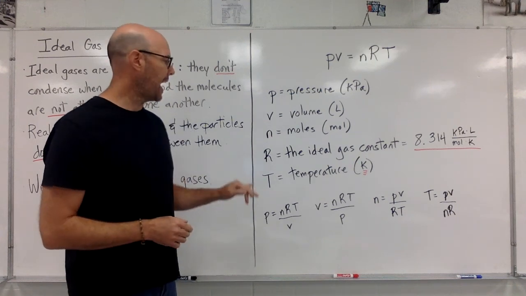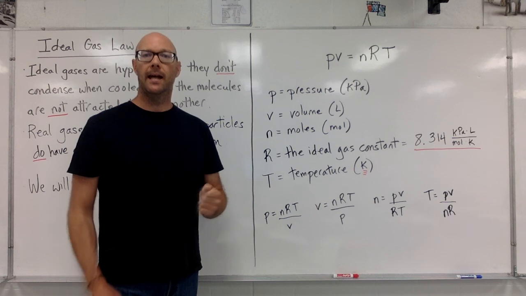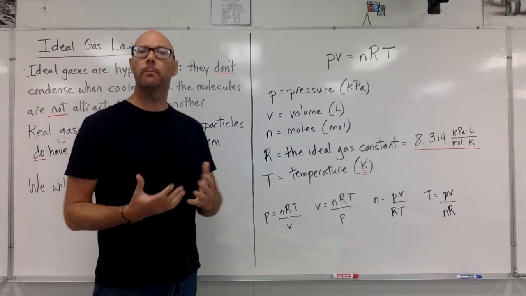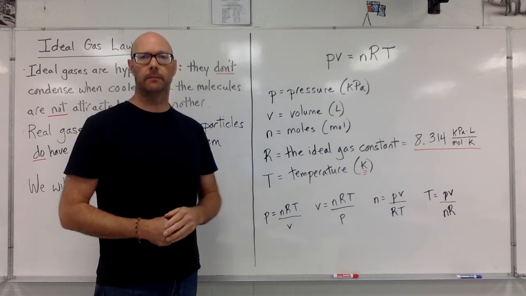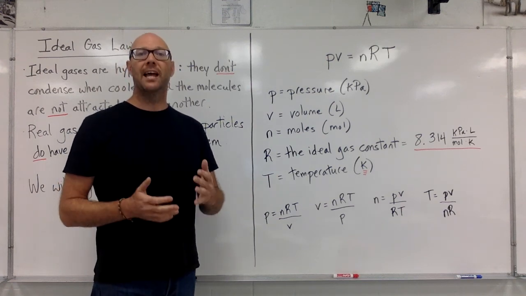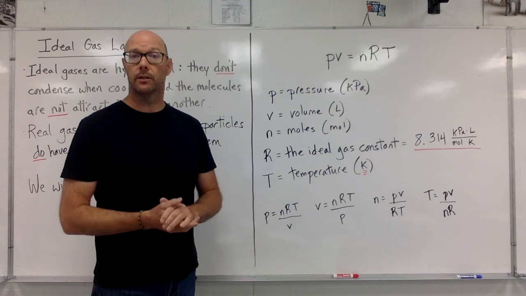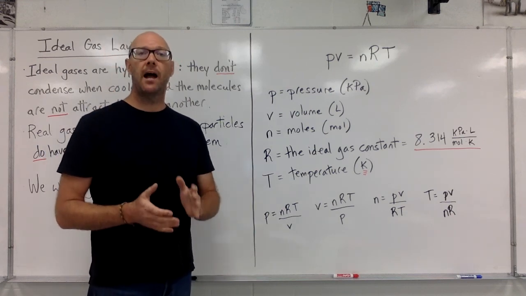And R, this capital R, it's the ideal gas constant. It has a specific value, 8.314, and these complicated units, kilopascal liters per mole Kelvin. If we're using the ideal gas law, we're always going to use 8.314 as the value for R. It's a constant. Temperature, T, here we must have Kelvin.